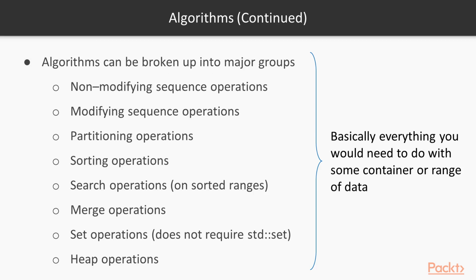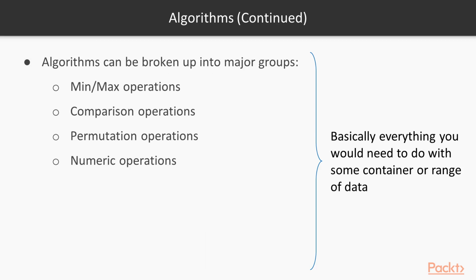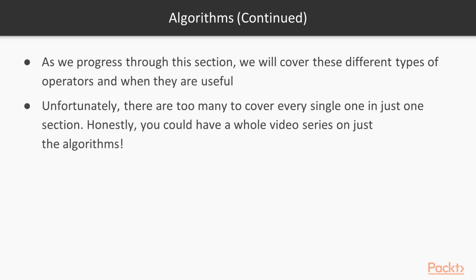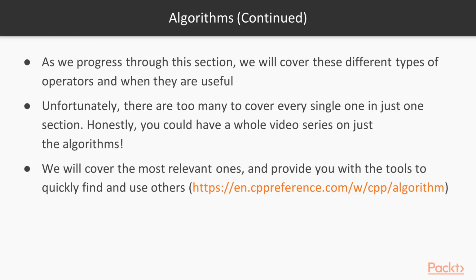Algorithms are broken into major groups. As you can see, the list of available functionality is extensive. It is basically everything you could need to do with a container or a range of data. As we progress through this section, we will cover these different types of operators and when they are useful. Unfortunately, there are too many to cover every single one in just one section. Honestly, I can make a whole video series on just algorithms. However, we will cover the most relevant ones and also provide you with the tools to quickly find and use all of the algorithms.